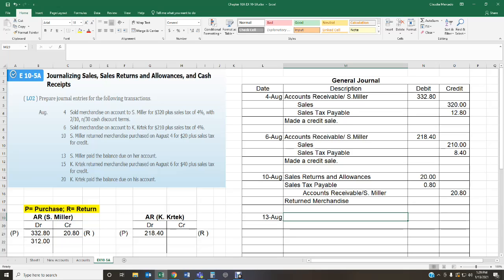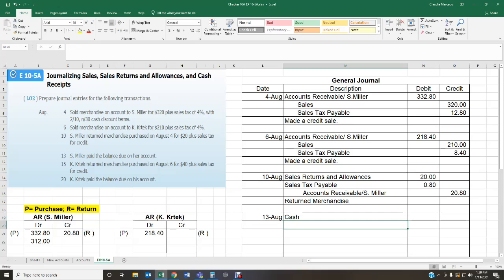Okay. So how does Miller pay? Miller owes me money. What am I going to receive from Miller? Well, there's only one way to pay, and that is with cash. Okay, they're liquidating their balance, so we are receiving cash.